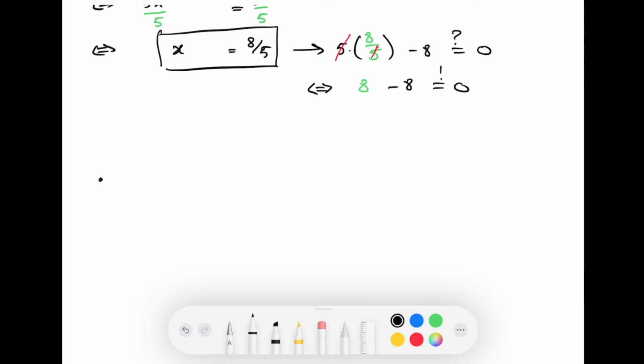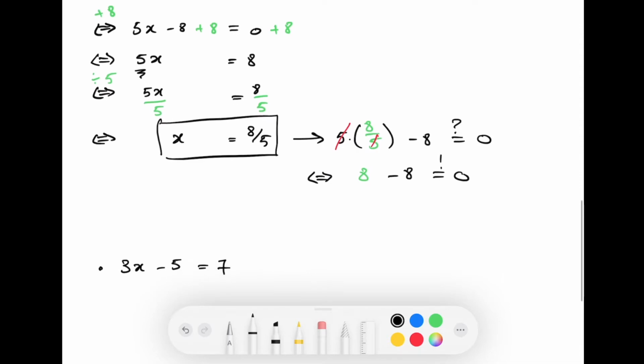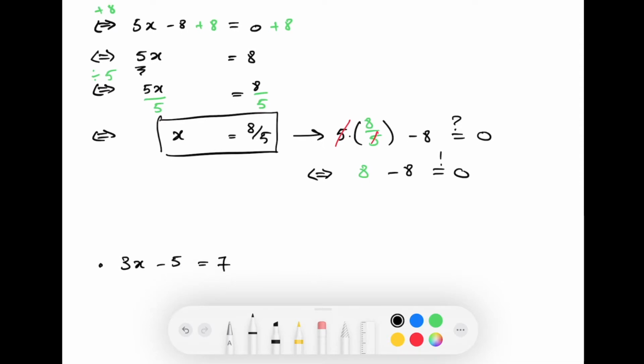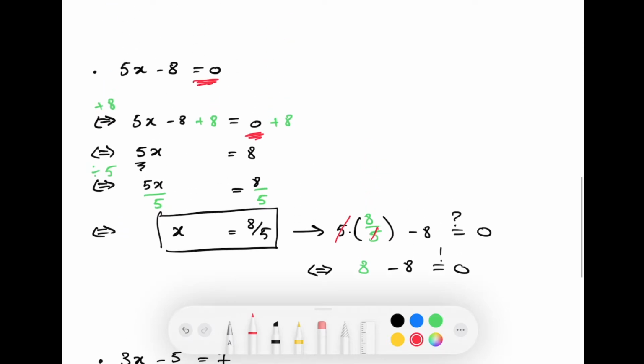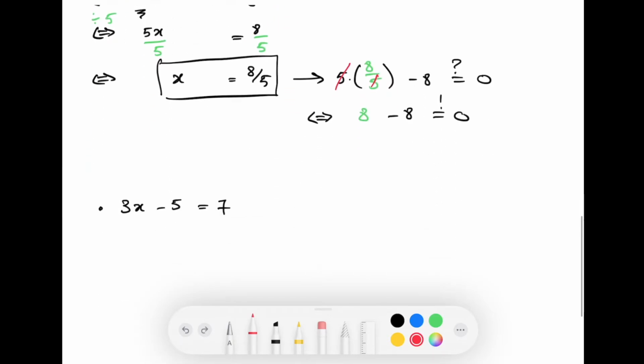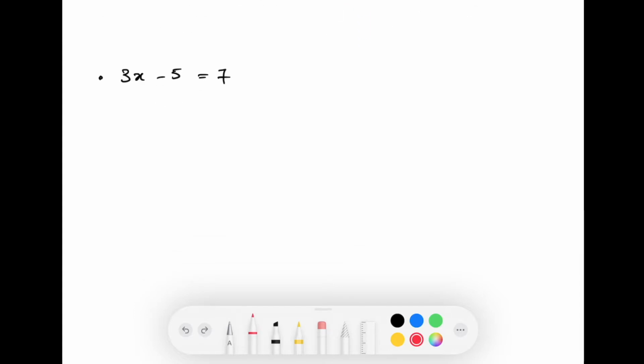Let's go to the next exercise, which is 3x minus 5 is equal to 7. So now the only difference with the previous exercise is that we don't have this 0 on the right-hand side. But well, that's no problem. We just use the same strategy as always. We want to get all of the x's on this side of the equation and all of the numbers on that side of the equation, because only in this way we get x is equal to some number.